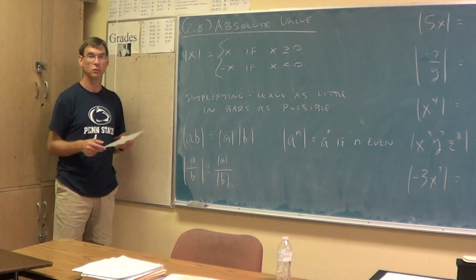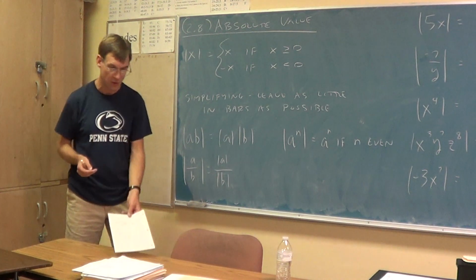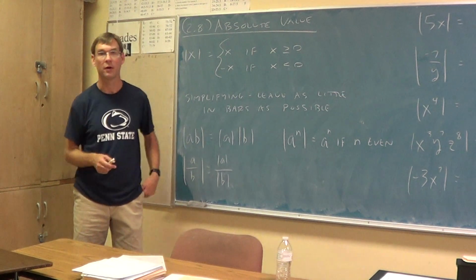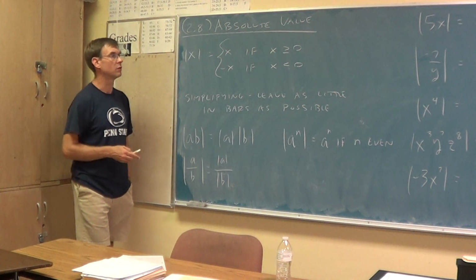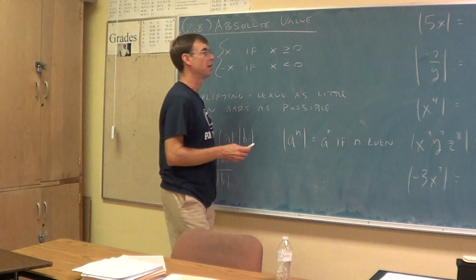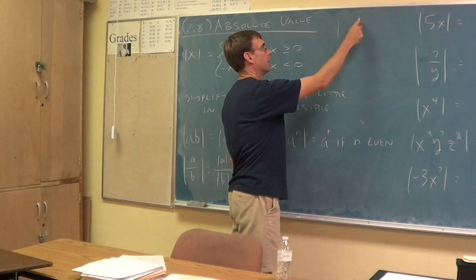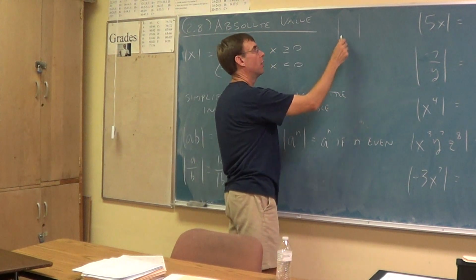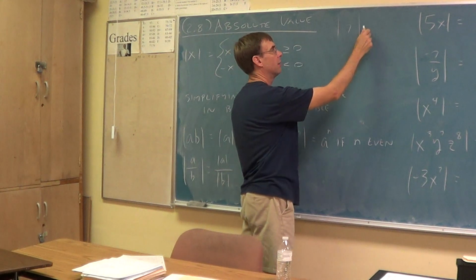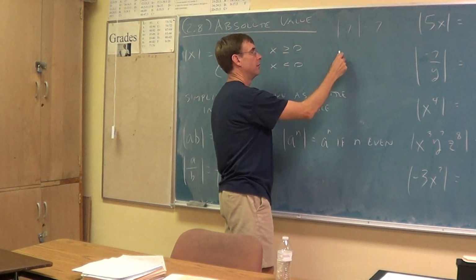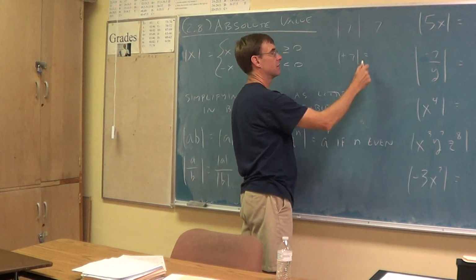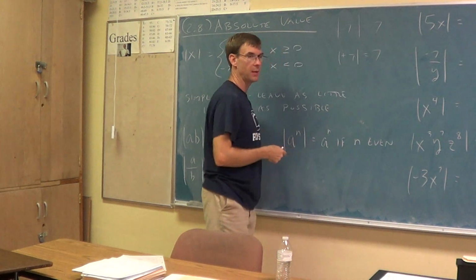So Algebra 2, 2.8, this is the end of our chapter. Today we're talking about absolute values. So absolute value, basic reminder of absolute value, is those bars. So if I stick -7 in there, you'd shoot me back a 7. If I put +7 in there, you'd still shoot me back a 7.